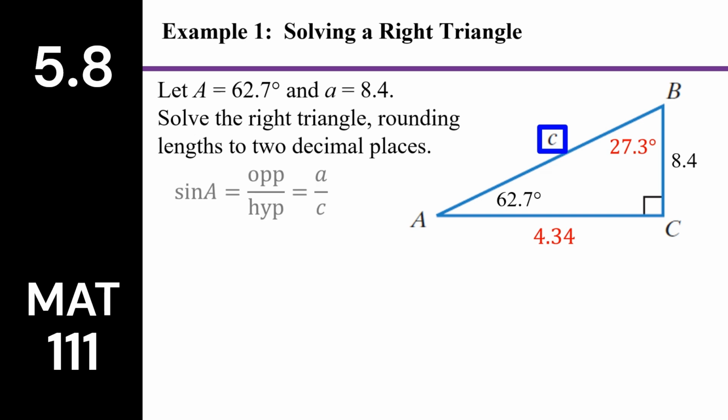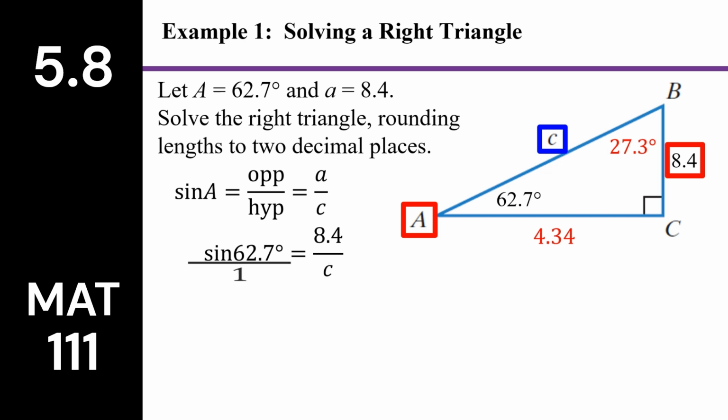Finally, we need to find side c. We can use the sine function because it involves the hypotenuse, and the sine of A because we know that A is 62.7 degrees. That equals the side opposite A, which is 8.4, over the hypotenuse c. Next, we'll cross multiply, so we can think of the sine as being over 1.